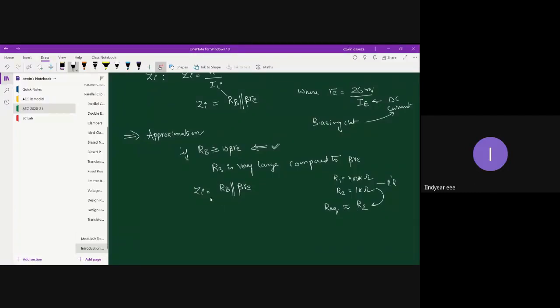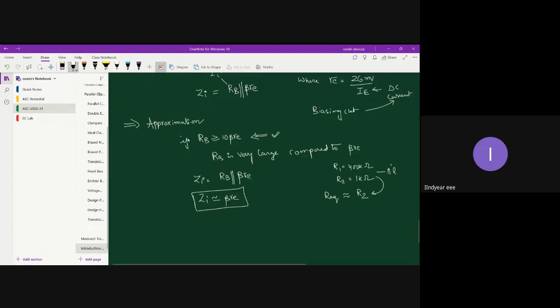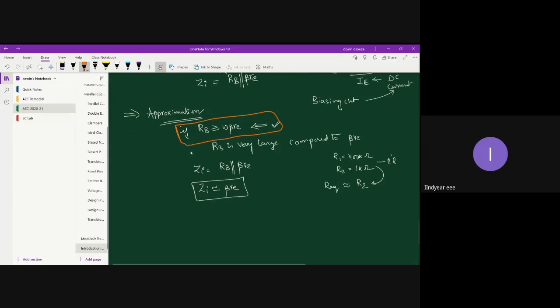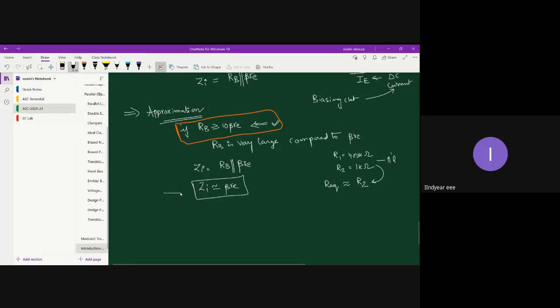Similarly, when RB is extremely high compared to beta RE, your input impedance is approximately equal to beta RE. Of course, you can apply this approximation provided you take care of this particular condition. That's your input impedance. The approximate expression I have provided, and also I have provided the exact expression.